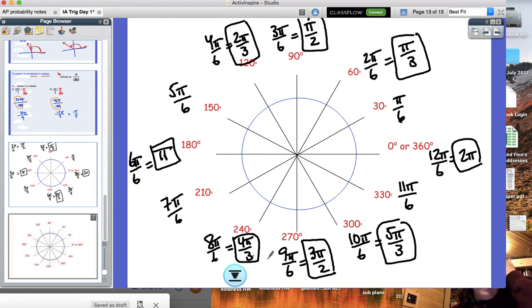So you might want to have these written down as a good, easy way to figure out the conversions between degrees and radians, because these are common angles that we're going to use a lot.